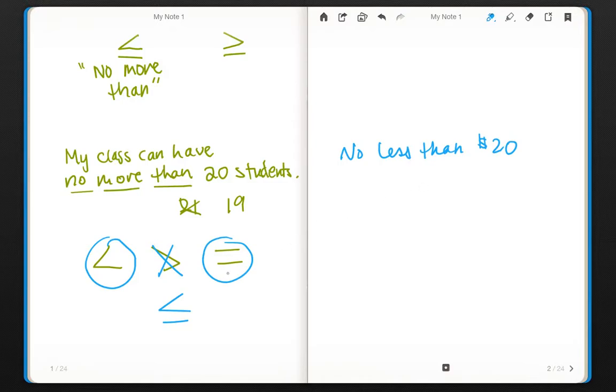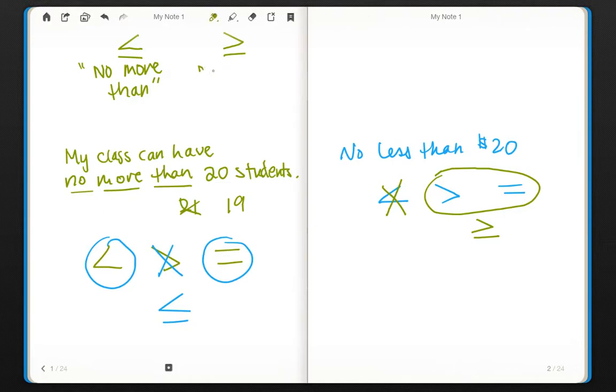And again, let's look back at this thing. So no less than, if we take our symbols here, our three basics, no less than means I can't have less than. So I can either have more than 20 or I can have 20. So there's the greater than. So then let's come back over here and let's put that another way to write greater than or equal to is no less than.